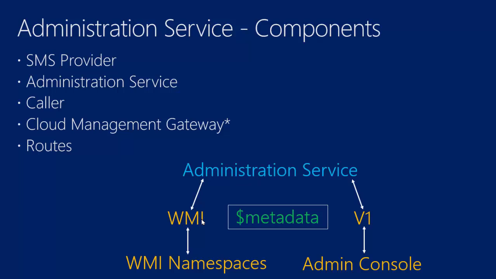And then we have what's called the V1 route. This is what the admin console uses. If you enable the portion of the admin console that can use the admin service, then that's going to be enabled by the V1 route. And then there's this thing that I put in the middle, $metadata. As you're looking at this, you might wonder, what can I access through the WMI route? Well, if you're familiar with WMI at all, you probably know what's there.